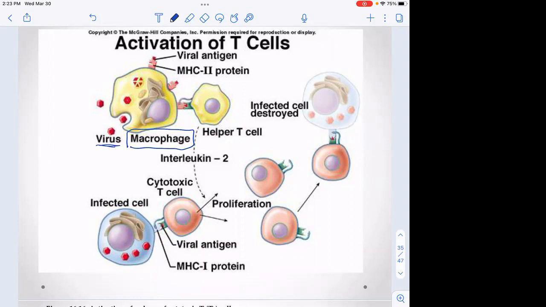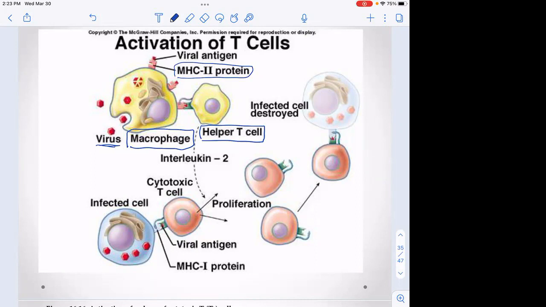Okay, so it's ingesting a virion, and it's chopping it up in the phagolysosome, and it's going to be presenting that antigen by MHC class 2. And hopefully, again, this is happening, most likely it's migrating through the lymph, maybe in a lymph node, and it's going to hopefully come in contact eventually with a helper T cell, with a T cell receptor that has specificity for that same antigen. Okay, so that is going to activate that helper T cell.